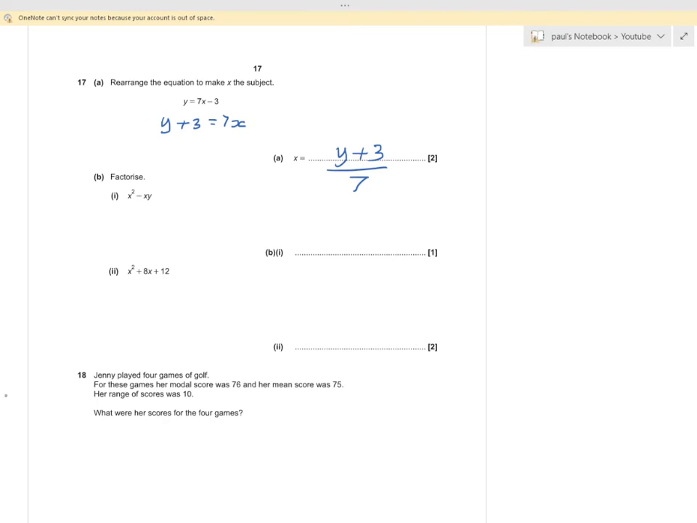Factorize. So let's take an x out of the brackets. So we've got an x out of the brackets. What we got inside it? Well, x times x makes x squared, and then just minus y.